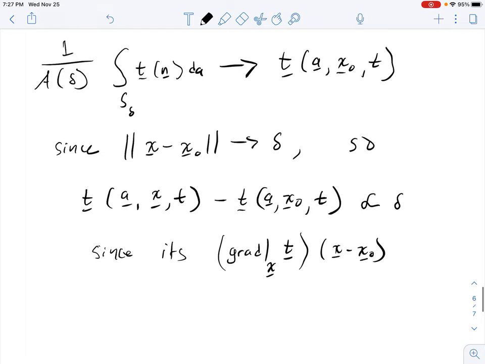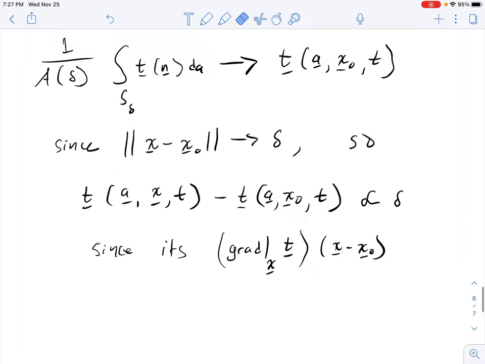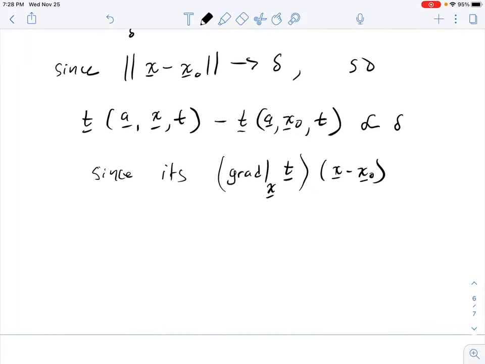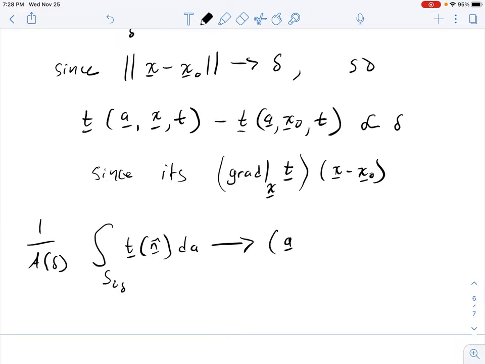But now instead of dividing by that face's area, we're going to divide all of them, whoopsies, by the same A sub delta, the area of the face with outward unit normal A. So 1 over A delta integral over S_i delta of the surface traction. Well, that's going to go to A dot e_i, which is a positive number, right? Because we've said that has to be the case, times t of minus e_i, because that is our unit normal, x naught and t.